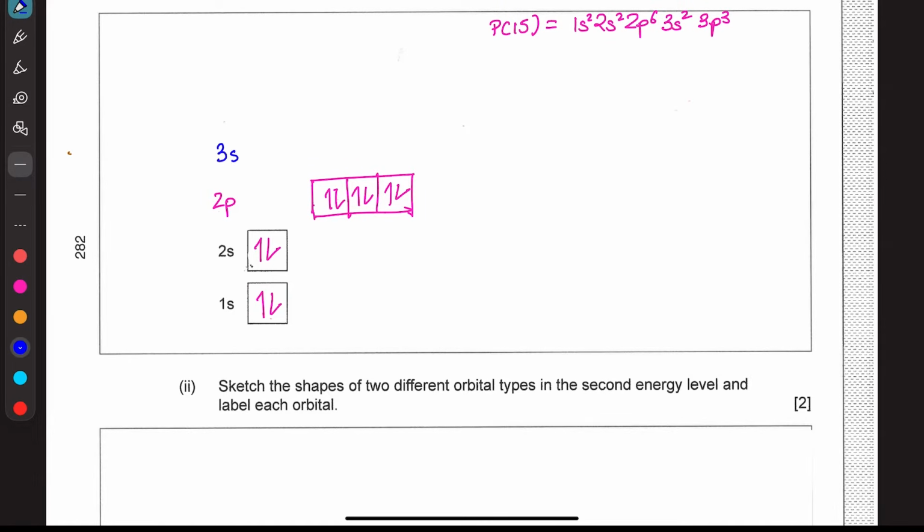After 2p, 3s will be filled, so 2 electrons in 3s. After 3s, 3p will be filled, with 3 electrons in 3p. We singly fill each of the orbitals. So this is the orbital diagram of the phosphorus atom.